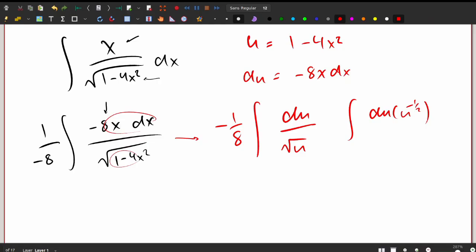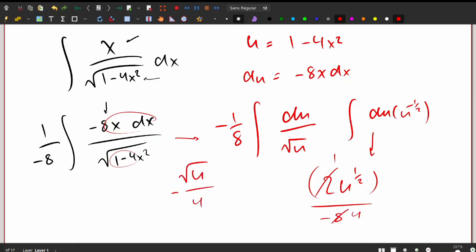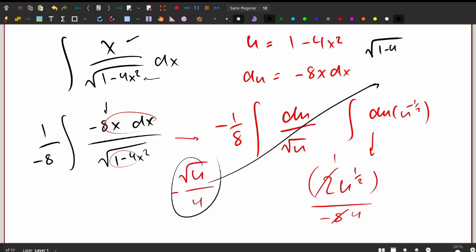And when we integrate this using our power rule, it becomes u to the positive 1/2 over 1/2, so times 2. This is all times negative 1/8. That becomes a 1, that becomes a negative 4, so it becomes u to the 1/2 divided by negative 4. Let's replace u with x. It becomes the square root of 1 minus 4x squared divided by negative 4.